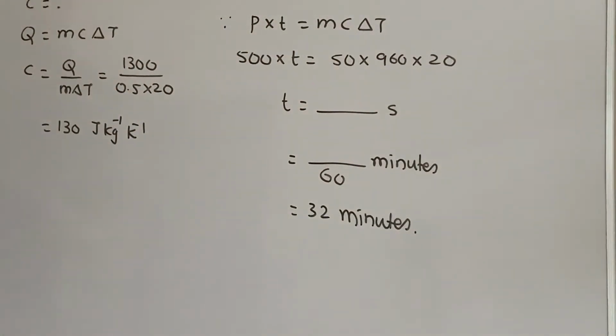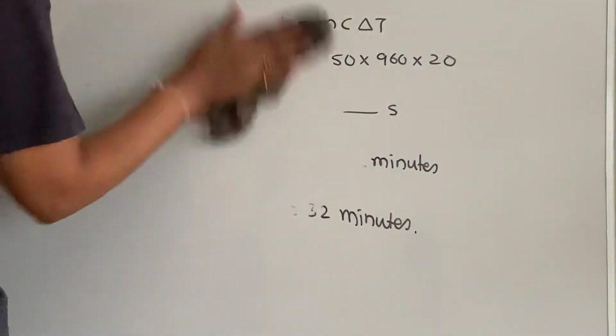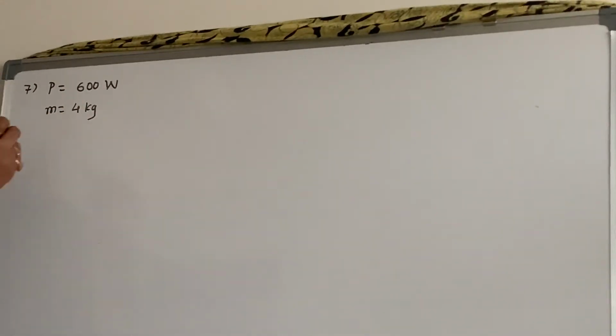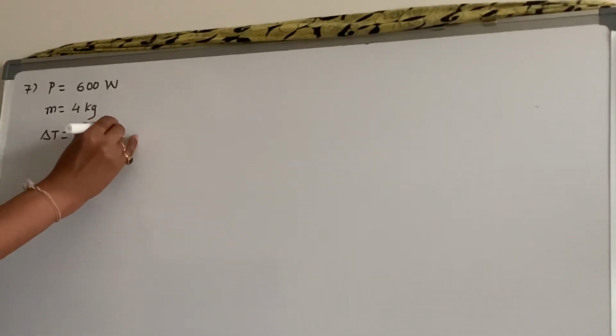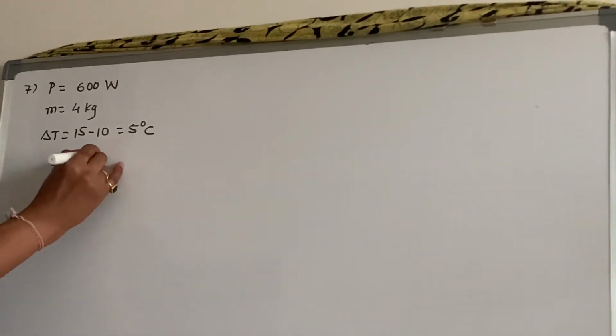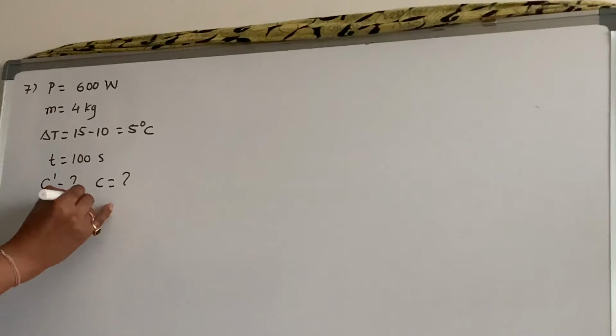Okay? Now we'll go with the seventh question. What is the seventh question? Question 7 is very easy, similar pattern. Electric heater of power, that is P, which is 600 watt, raises the temperature of mass 4 kg. The delta T is 15 minus 10, which is 5 degrees Celsius. Then time is given as 100 seconds. Calculate the heat capacity C dash. Calculate specific heat capacity C.